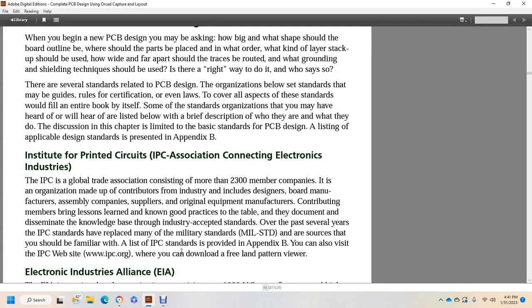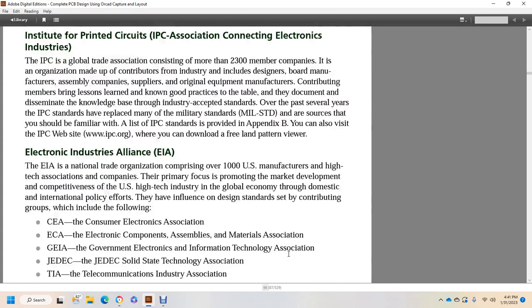Over the past several years, the Institute of Printed Circuits standards have replaced many of the military standards in use, so you should be familiar with them. A list of the Institute of Printed Circuits standards is provided in Appendix B. You can also visit the IPC website at ipc.org, where you can download the free Gerber pattern viewer.